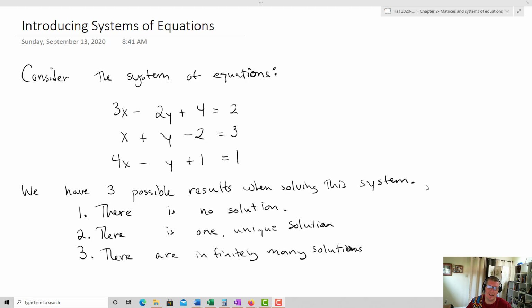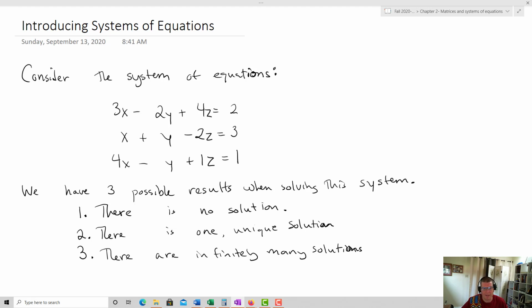So let's imagine that we have this system of equations. This one is a system with three variables, and this would be z. So let's consider 3x minus 2y plus 4z equals 2, x plus y minus 2z equals 3, and 4x minus y plus 1z equals 1.